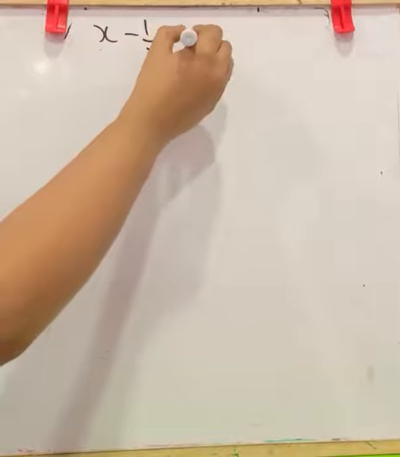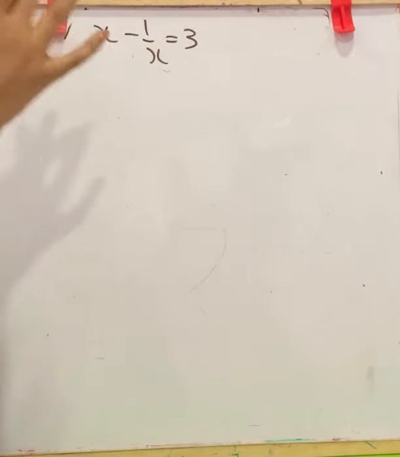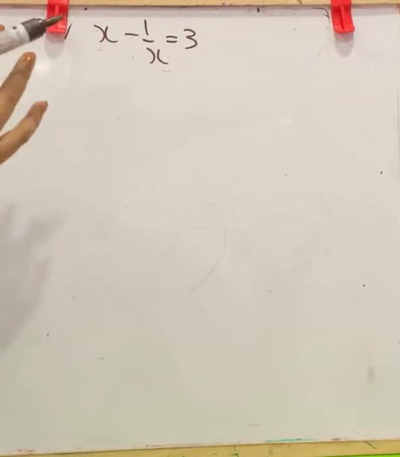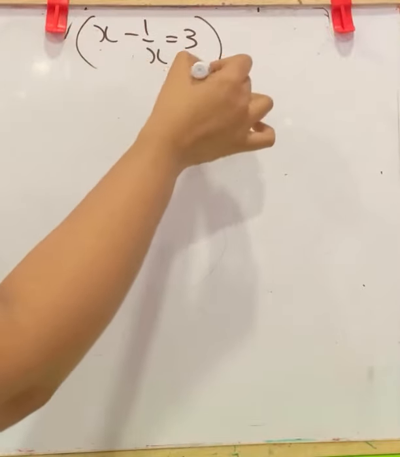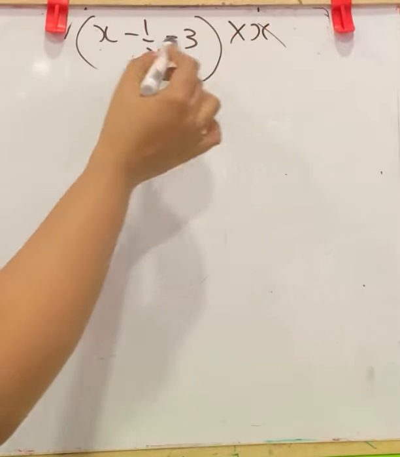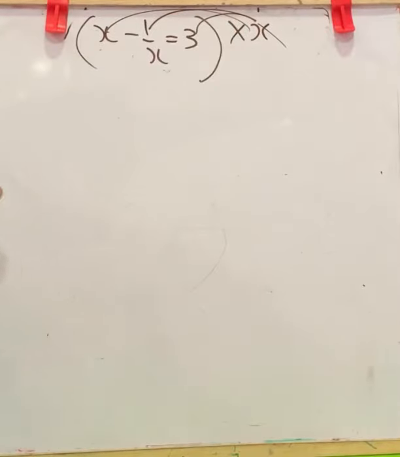First one is x minus 1 by x is equal to 3. Here you can find x is in the denominator. You don't want a variable in the denominator, then you can't solve it using the quadratic equation method. Now we have to cancel that x from the denominator. For that you will multiply this whole equation with x. Then x and x get cancelled. But remember, you want to multiply with each and every term in the equation.